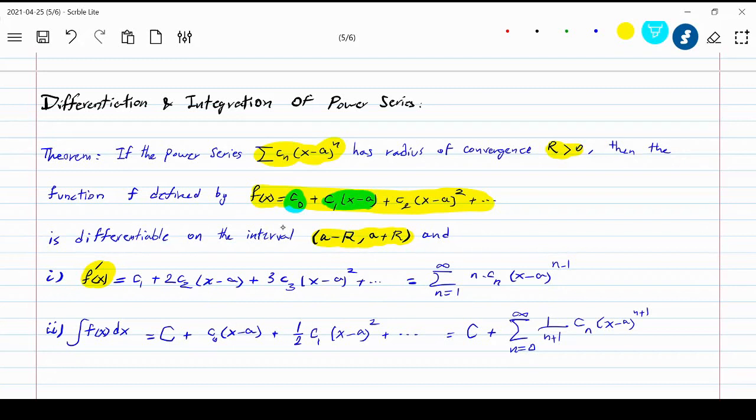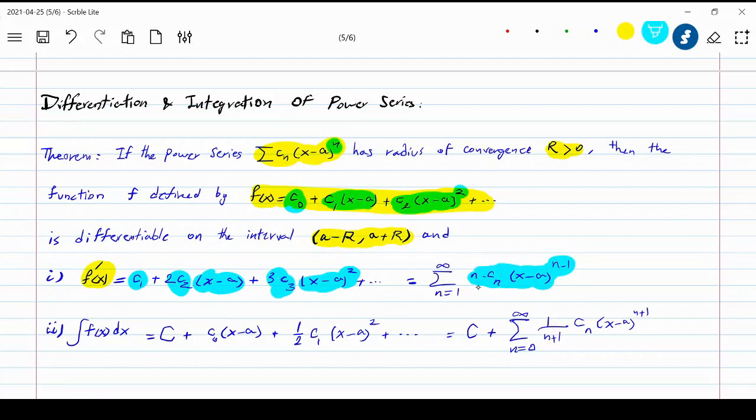So you get c1 times 1, which is basically c1. Derivative of this term, drag down the exponent, multiply by c2, so you get 2c2. Subtract 1 from the exponent, x minus a, to the power 1. And so on. Derivative of the next term, drag down the exponent, subtract 1 from the exponent, you get this. So the general form of that derivative would be, you drag down the exponent n, you get n cn, and x minus a to the power, subtract 1 from the exponent. It's just the power rule.